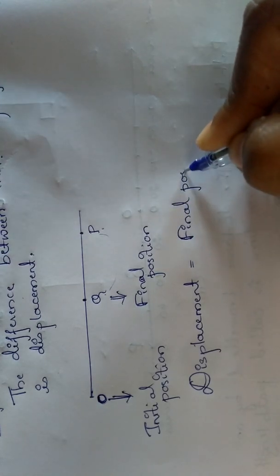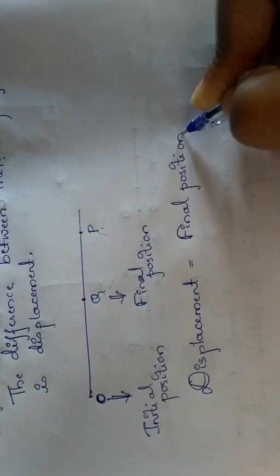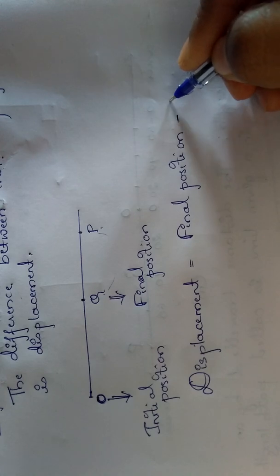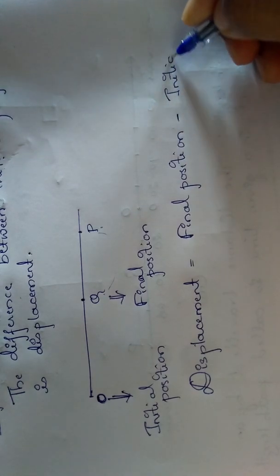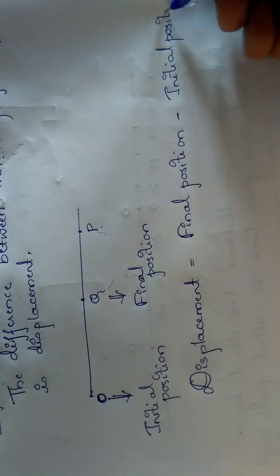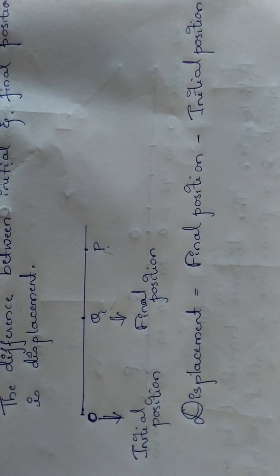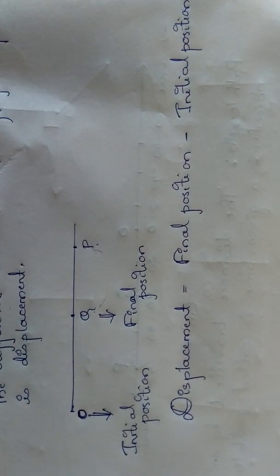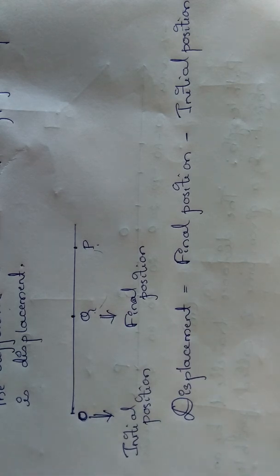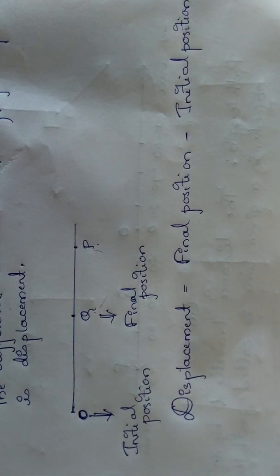Final position minus initial position. In the last example we took the x-axis for the measurement of distance. So here also we consider x1 and x2 to be the position of an object at time t1 and t2.